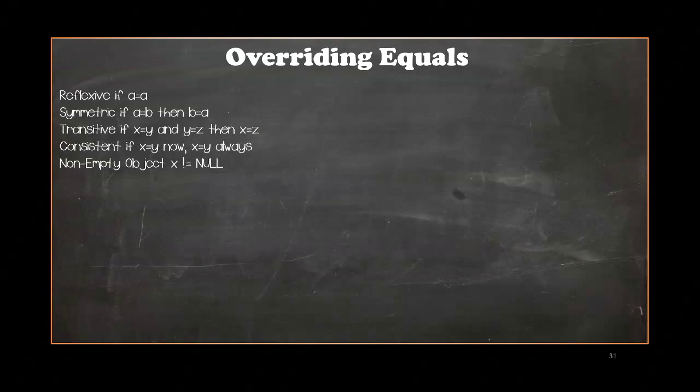And I would recommend that you write JUnit tests every time you override equals to ensure that these 5 properties hold. And then your object will work properly with collections.